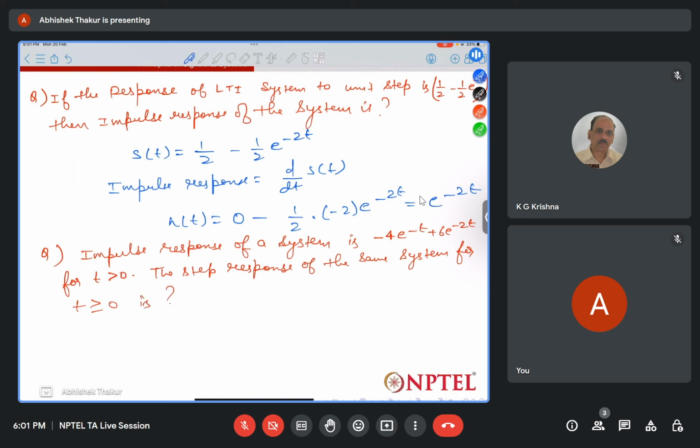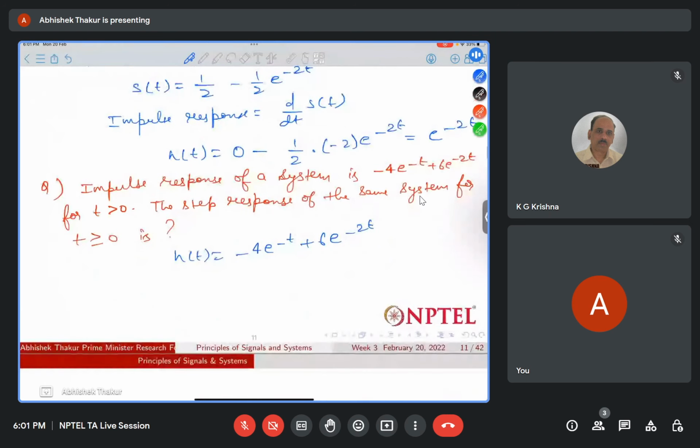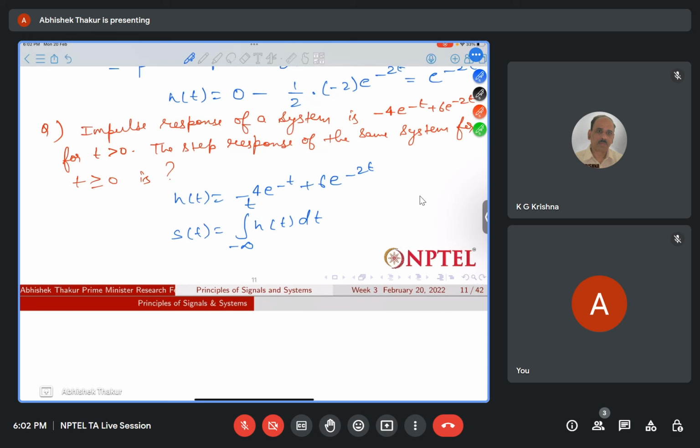So in this, the impulse response is given, that is h(t) equals minus 4 e to the power minus t plus 6 e to the power minus 2t. Now we have to just find the step response. So the step response is the integration of h(t) dt from minus infinity to t. It is also given that t is greater than or equal to 0 in this question.